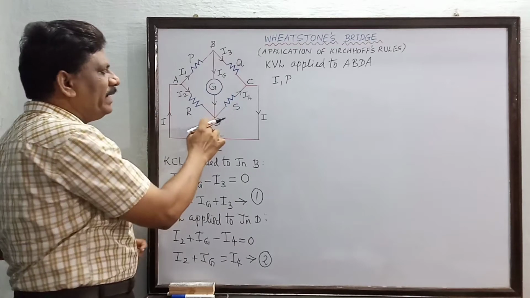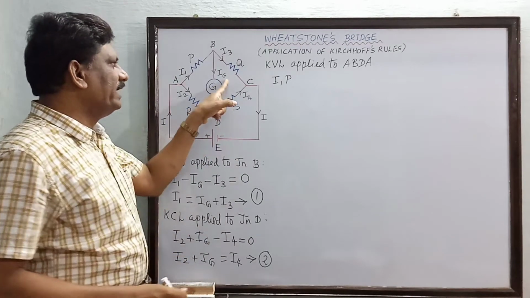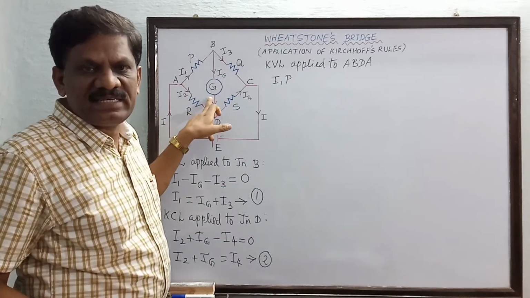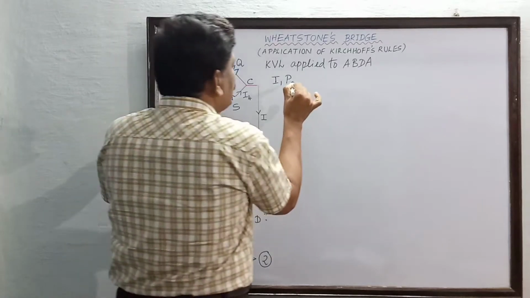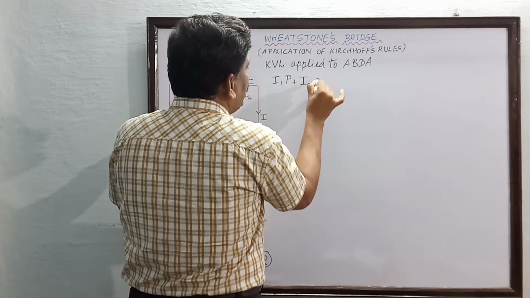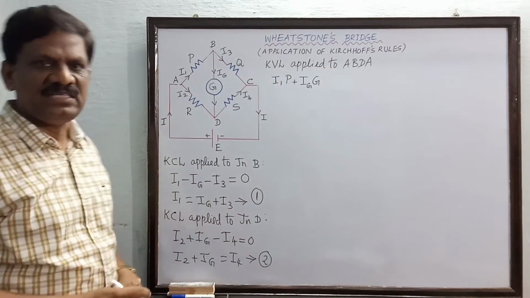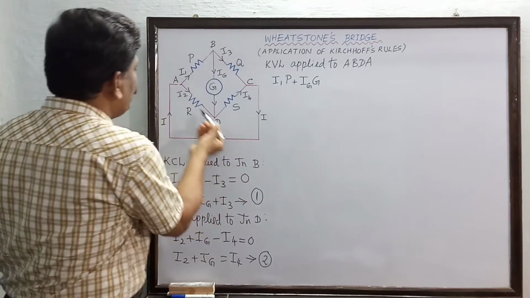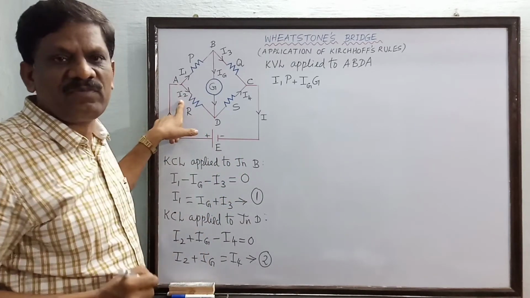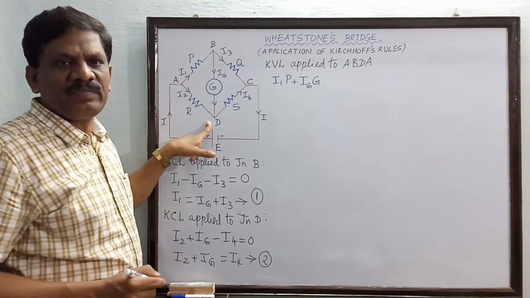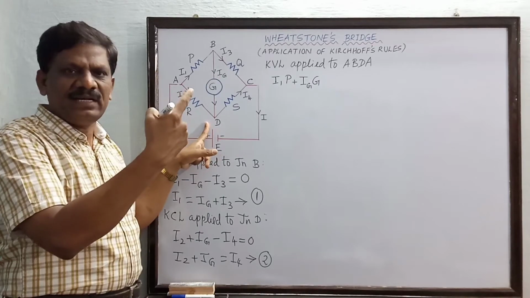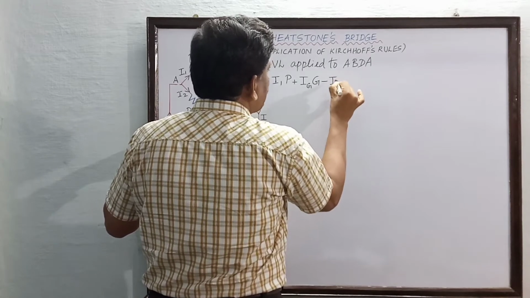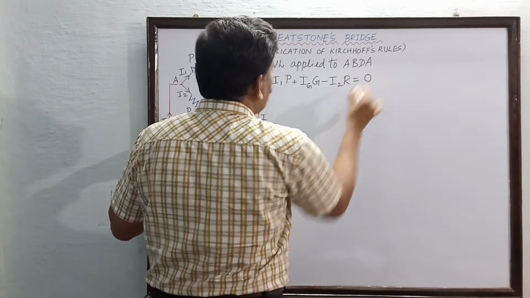Then I am proceeding from B to D in the downward direction. The current Ig also is flowing in the same downward direction. So this Ig into resistance G product is also positive. So this is plus Ig into capital G. To close the loop, I should proceed from D to A. But in which direction is the current I2 flowing? It is from A to D, opposite to the direction of proceeding. Therefore, this product I2 into R is negative. So this is minus I2 into R is equal to 0.